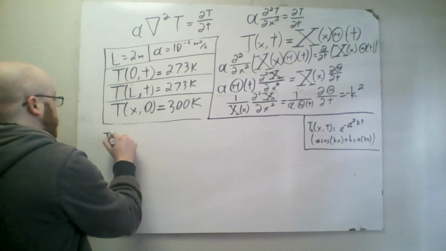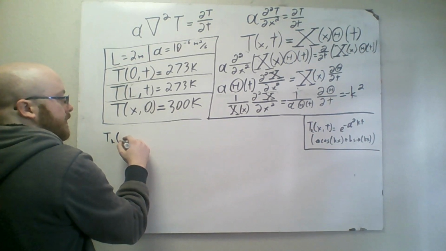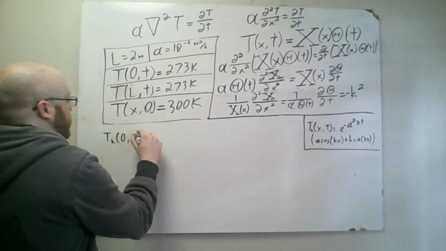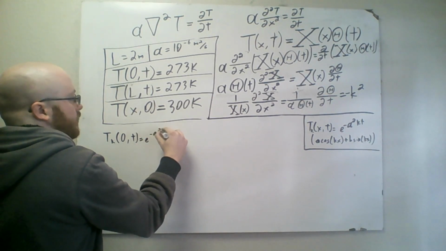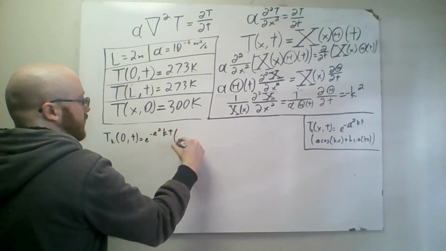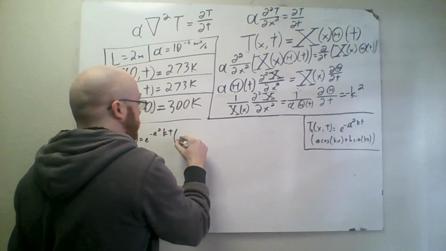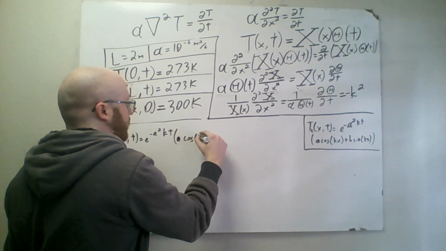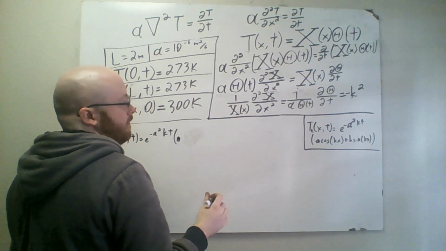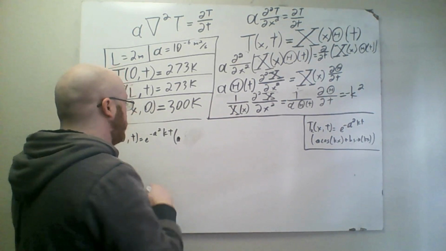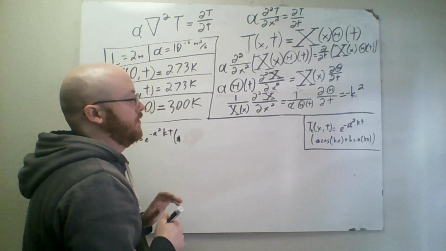So we do T_k at 0. T equals e to the negative alpha squared kt times, we plug in 0 for x, this whole sine term goes away and leaves us just the cosine. We end up with a cosine kx, but this becomes a. This just becomes a, right? Because cosine of 0 is 1.